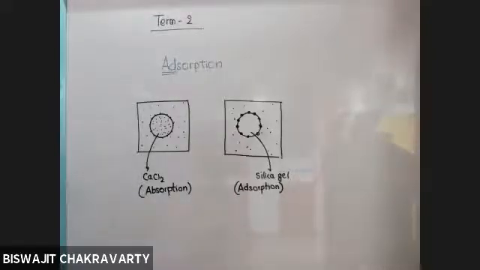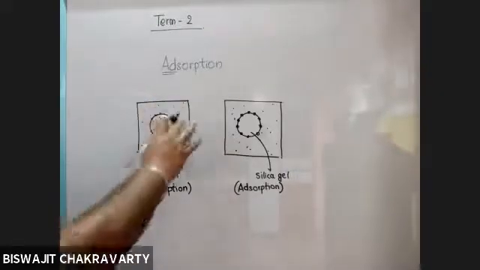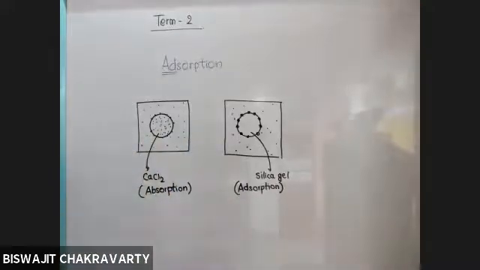In absorption, AB, you have an equal distribution. It doesn't matter whether it is within the bulk or on the surface. But in adsorption, there will be accumulation only on the surface. It will not be going into the bulk.